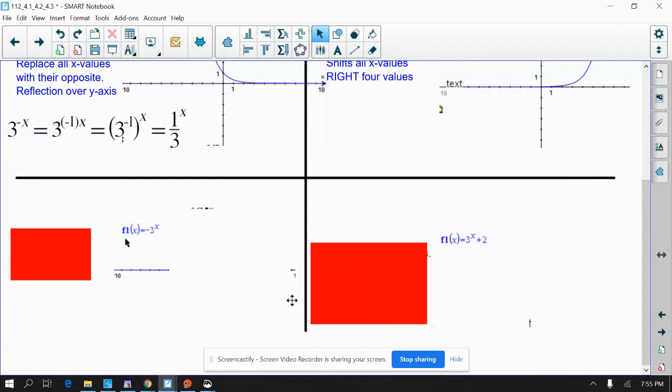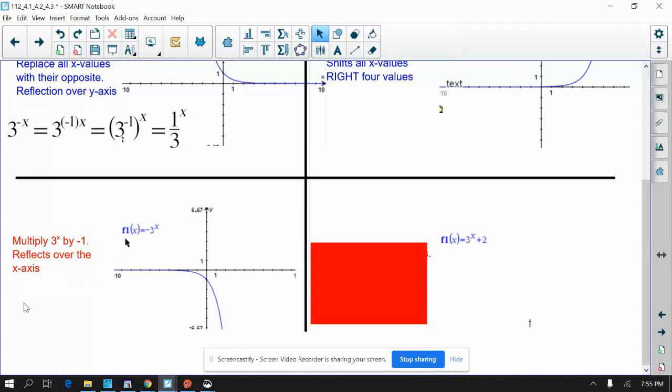Now, these two are in red because with these two transformations, the y values are getting affected. This first one, you've got negative 3 to the x. Well, remember, the base cannot be negative, so the base is not negative 3. We need to read this as negative 1 times 3 to the x. And what does that do? It multiplies all the y values by negative 1, which graphically looks like it would flip it upside down. It would flip over the x-axis. Notice the horizontal asymptote is still y equals 0.